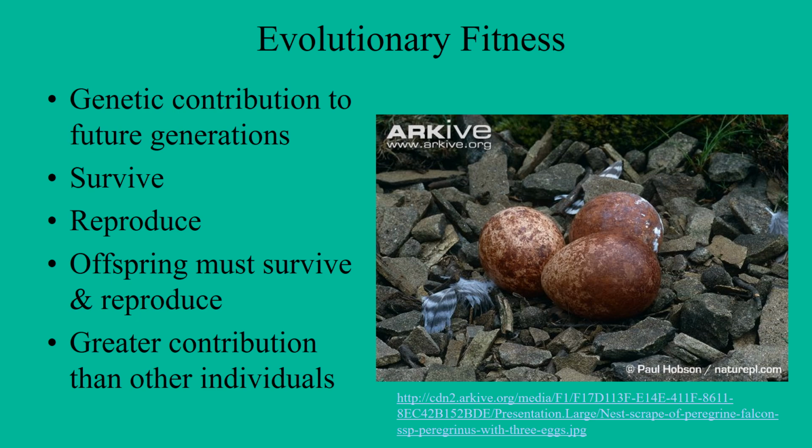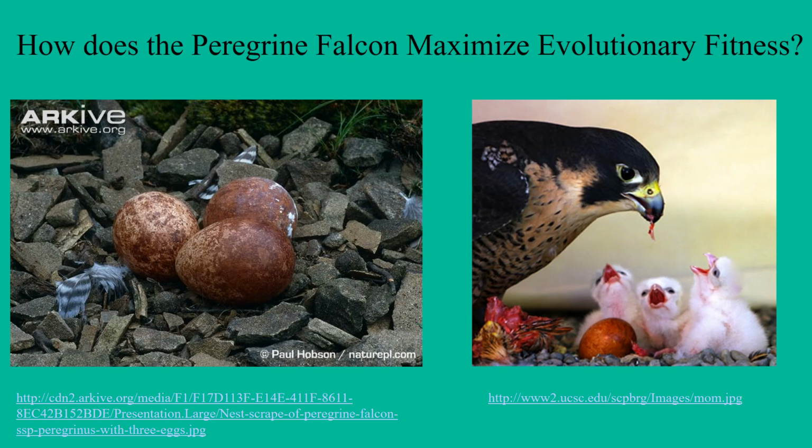So overall, we want to think of things in terms of evolutionary fitness. How much does an individual provide their genetic contribution to the next generation and future generations down the road? To do that, you have to survive. You have to reproduce, and your offspring then must survive and reproduce. And the goal is to have a greater contribution of your genes relative to other individuals contributing their genes. So think about this in terms of a peregrine falcon.